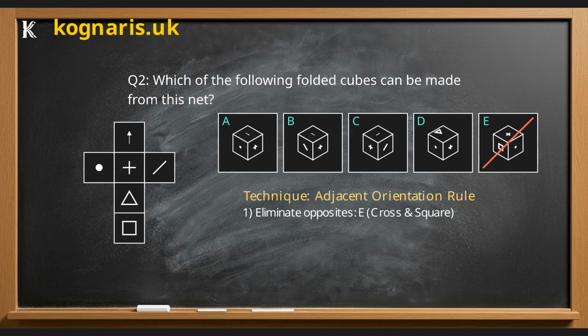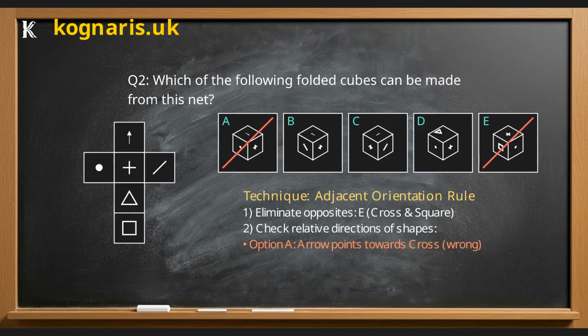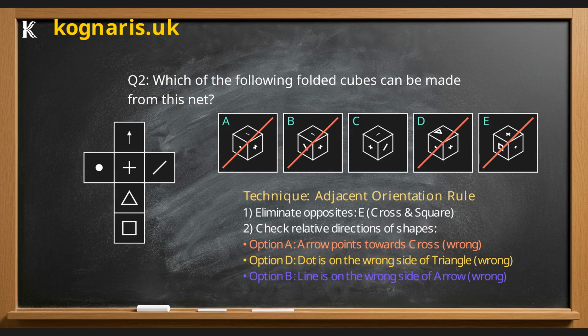For the remaining options, we must use the orientation rule to check the relative positions of the shapes. Look at the arrow. In the flat net, the arrow points upwards, away from the cross. In option A, the arrow points directly towards the cross, which is incorrect, so we eliminate option A. Now look at option D. Look at the dot relative to the cross and the triangle. In the flat net, looking from the cross to the triangle, the dot is on the right-hand side. But in option D, the dot is on the left-hand side, so the dot is on the wrong side of the other shapes. Thus, option D is incorrect.